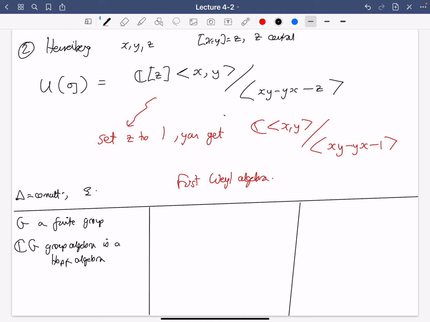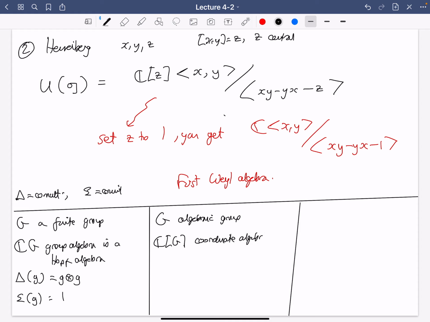I usually use delta and epsilon for the co-unit. And in this case, the co-multiplication is the algebra homomorphism, which on a group element is g tensor g, and the co-unit on a group element sends it to the element 1 in the ground field. We also talked about if G is an algebraic group, the coordinate algebra. And again, that's a Hopf algebra.